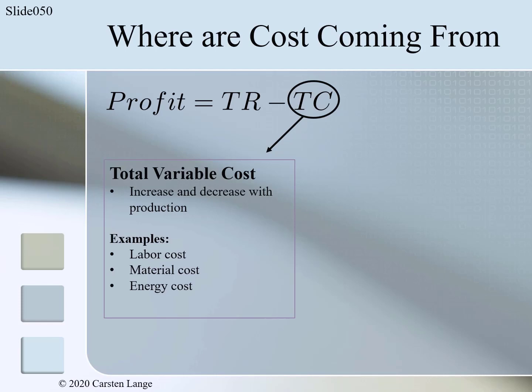Think about labor cost, material cost, and energy cost. The more you produce, the more labor, material, and energy you need. Hence, total variable cost will go up.